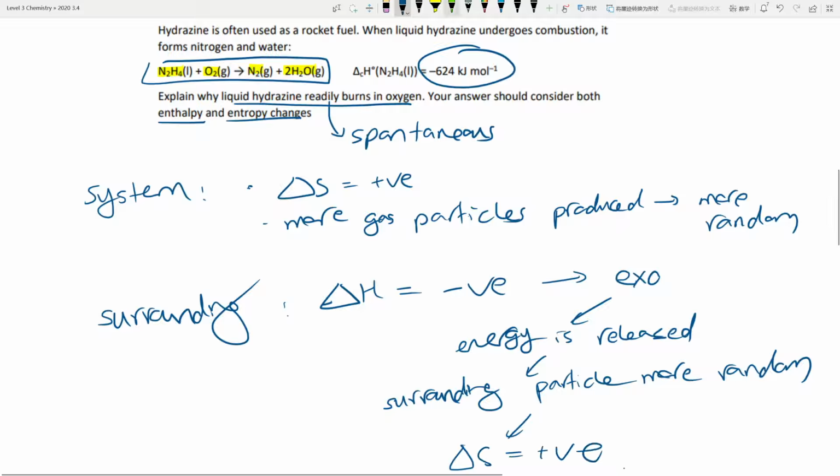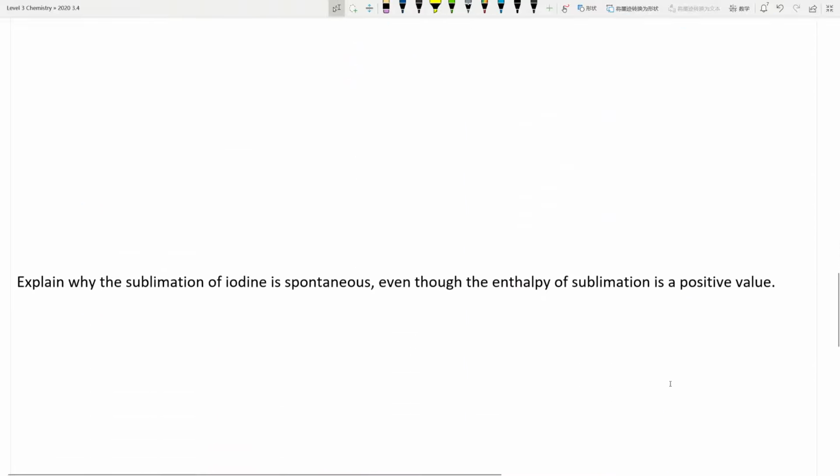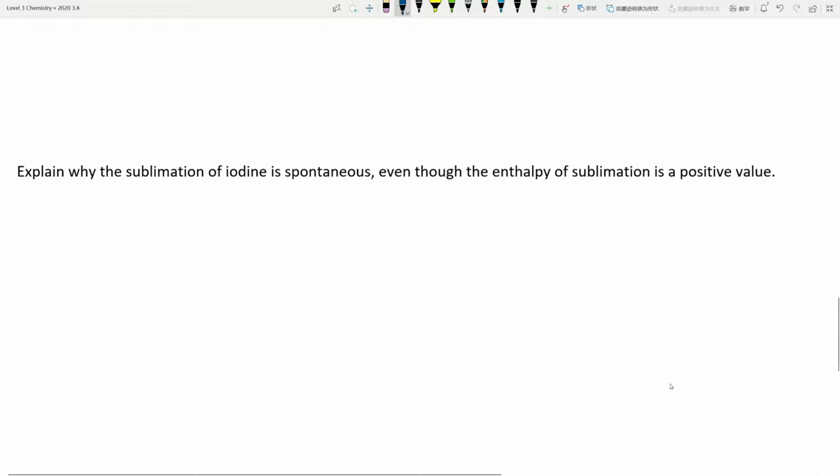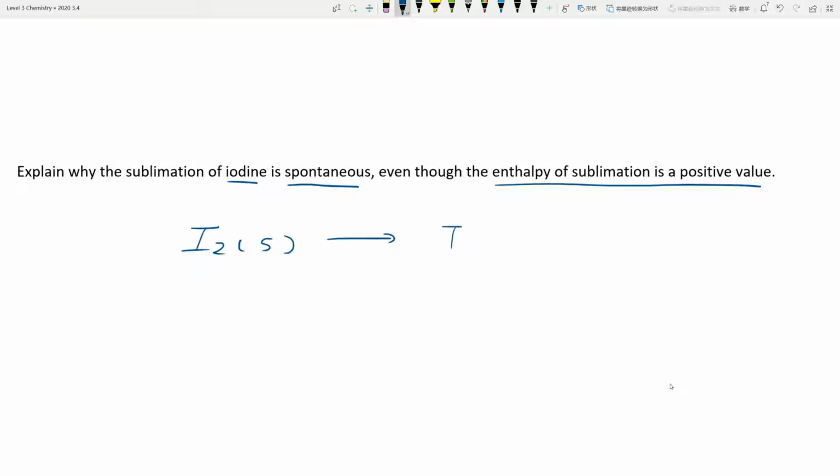So the entropy of the system is positive, and the entropy of the surroundings is positive, positive, positive. It's always going to be spontaneous, and therefore it spontaneously combusts. Nice and easy. This is how you tackle questions like this. There's one more that we're going to do: explain why sublimation of iodine is spontaneous even though the enthalpy of sublimation is a positive value. Sublimation is when you go from solid into a gas.